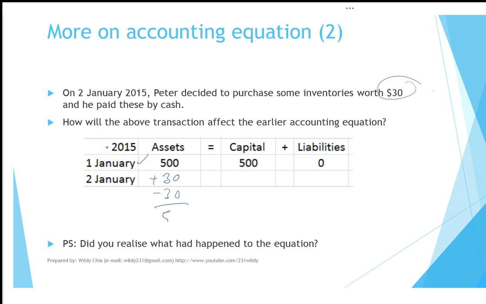This was what we realized. The assets didn't change at all. Capital remained constant. Liabilities remain the same, 0. So this was what we realized just now.